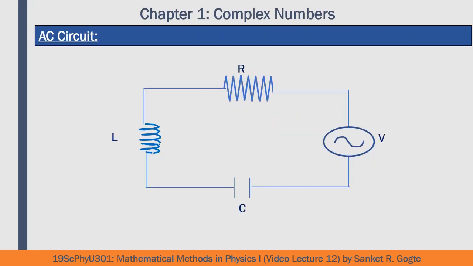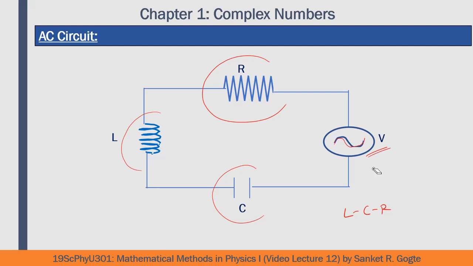Let's now move on to the second application of complex numbers. What you can see on the screen is an LCR circuit. This is a resistor, this is an inductor, and this is a capacitor, and all these three components are connected in series with an AC power supply.